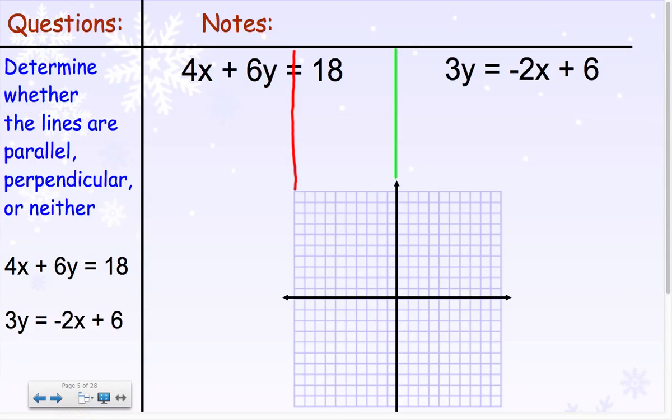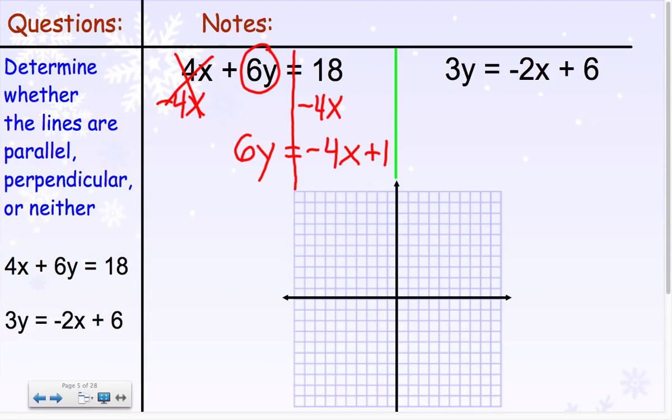This one on the left here is standard form. Standard form doesn't give you the slope. So in order to get y alone, I'm going to subtract 4x on both sides. Bring down the 6y. I always put the negative 4x first, and then plus 18. Then to get y alone, I'm going to divide by 6.